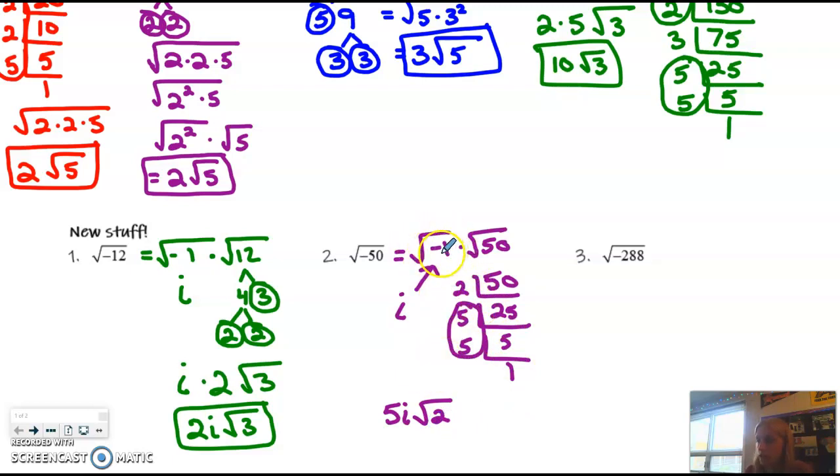What we're really doing is we're saying, hey, negative 1 is really i times i. So look, here's a pair of i's. That i gets to come out as well. Anytime there's a negative, you're going to take out an i. It sounds terrible. Take out an i.